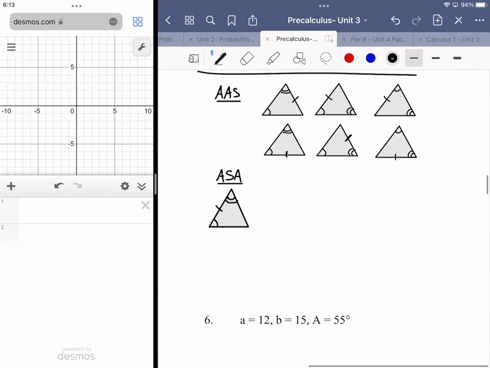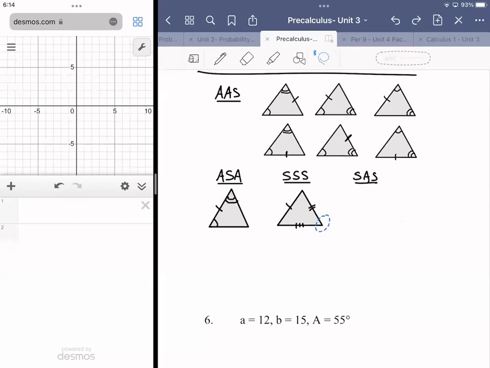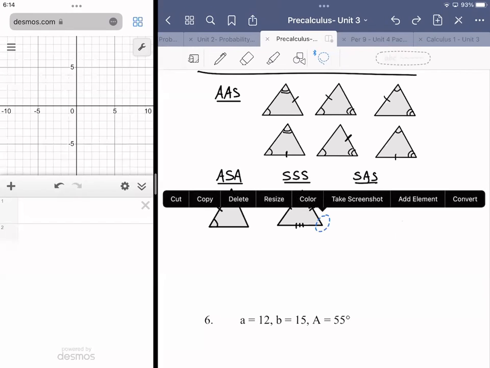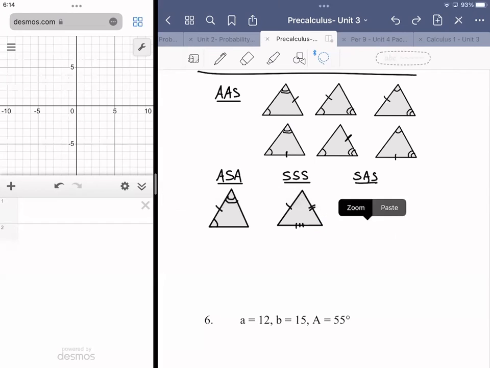Side, side, side. That's actually the easiest one to identify, because there's really only one way to represent this. This would be an instance where you know 3 sides of a triangle, but you don't know anything about the angles, right? And then side, angle, side. Side, angle, side would be the instance where you know 2 sides and the angle that you know is included in between those 2 sides.